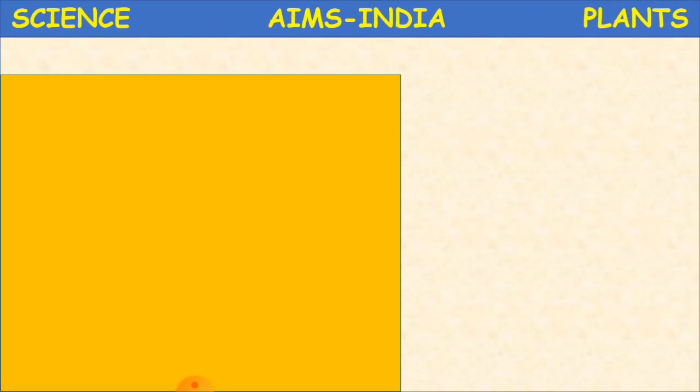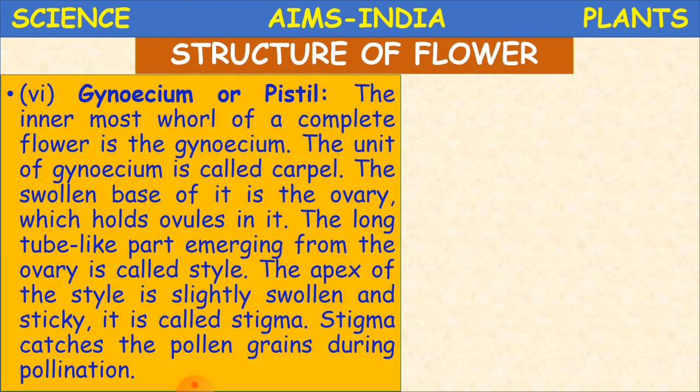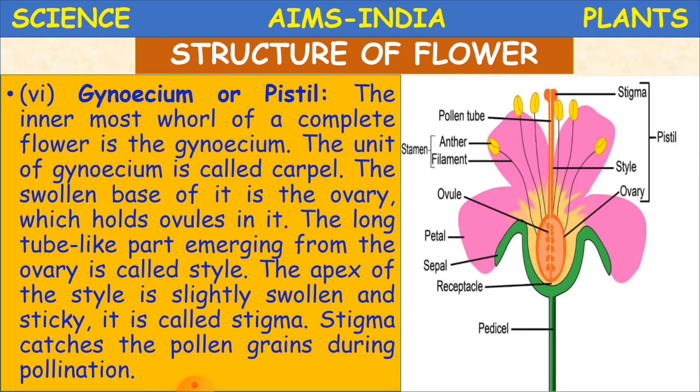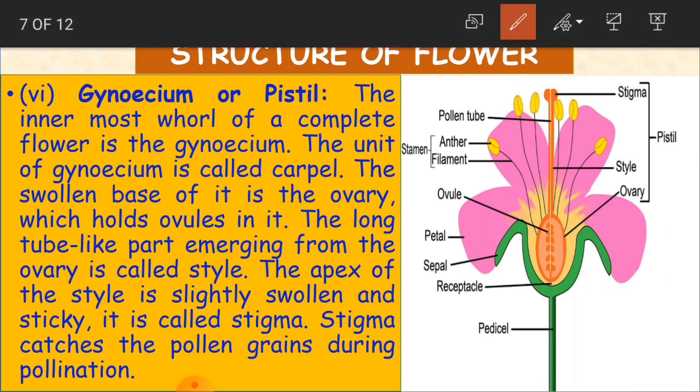What is gynoecium? It is the innermost whorl of a complete flower, and the other name of gynoecium is pistil. You can also call it pistil. If you see here in the picture, these parts, stigma, style and ovary, all together are called pistil. This is the innermost, which is completely inside the flower, and this whole is known as gynoecium.